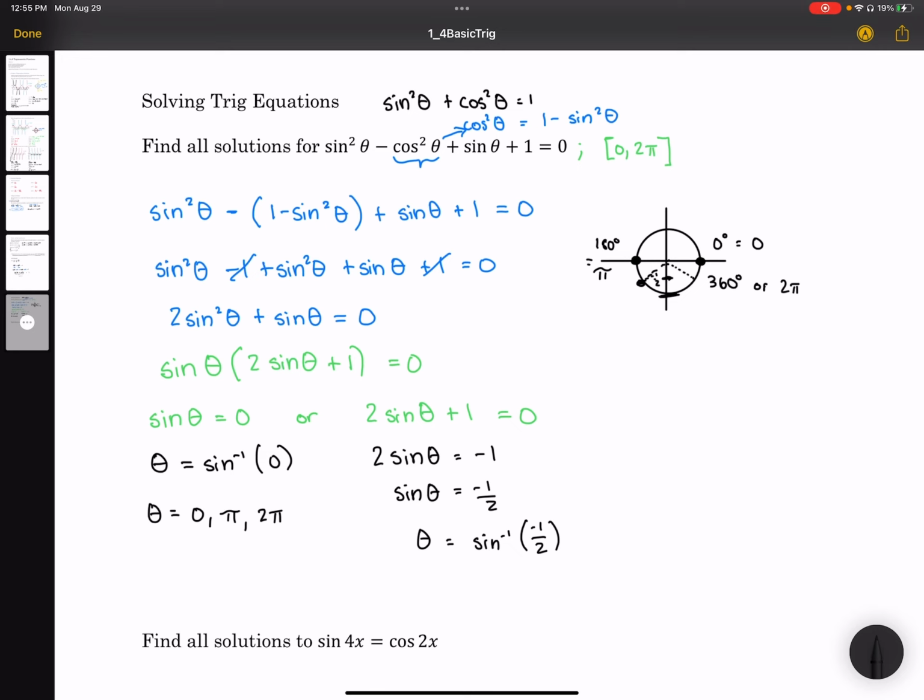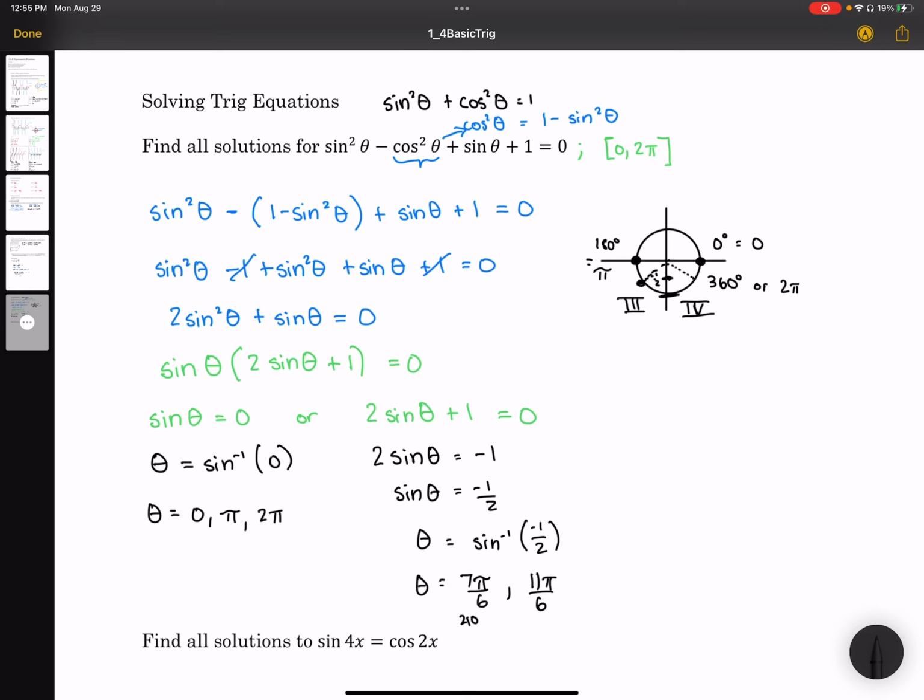And we're on the interval 0 to 2 pi. So now again, we have to know the unit circle for this. So that's going to tell us that theta is in quadrant 3 and theta is in quadrant 4. In quadrant 3, the angle that we want is 180 plus 30 degrees. And so that's going to be 210 degrees, or 7 pi over 6. And the angle that's in quadrant 4, which is 360 degrees minus 30 degrees, and that's 11 pi over 6.